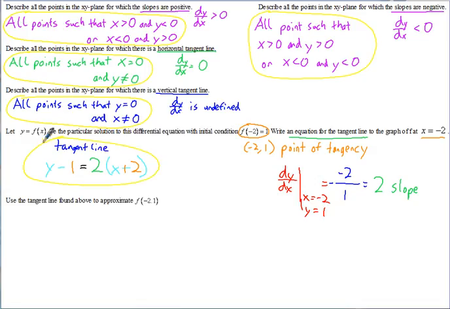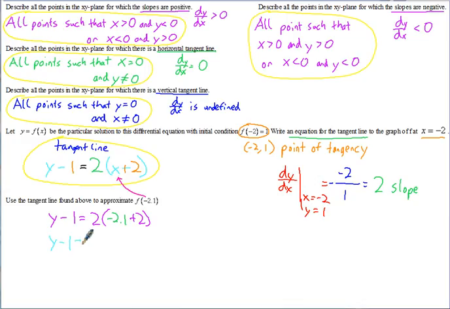And then remember to use the tangent line found above to approximate f of -2.1. All you have to do there is substitute -2.1 into the tangent line. So that would give you y minus 1 equals 2 times -2.1 plus 2. And then you just have to simplify it and solve for y.